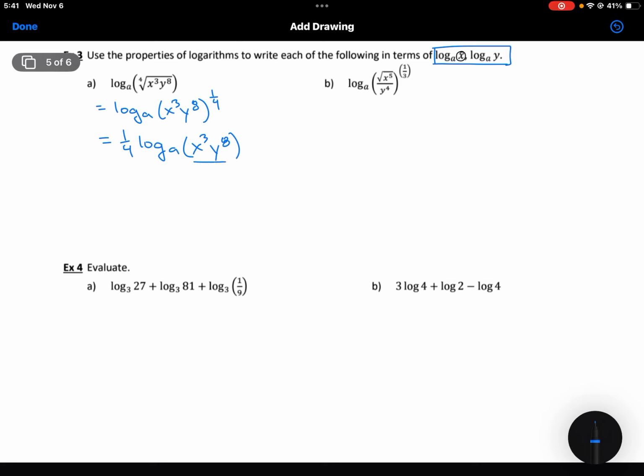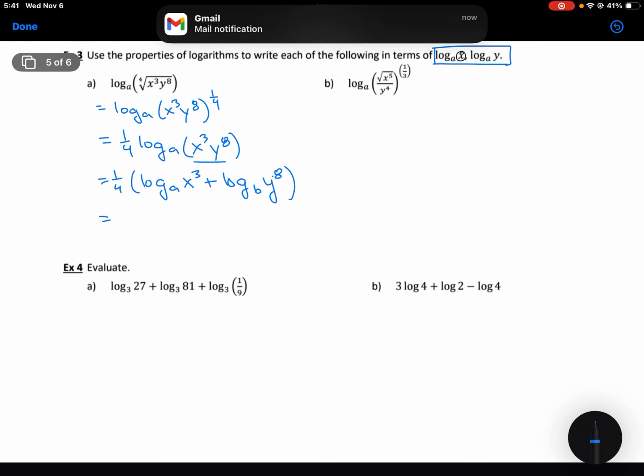Now I notice that my arguments are being multiplied together, so I can split them up by adding the logarithms. This isn't the only way to approach this question. It's sort of like simplifying things with exponent laws. There's kind of multiple right ways to get to the same answer.